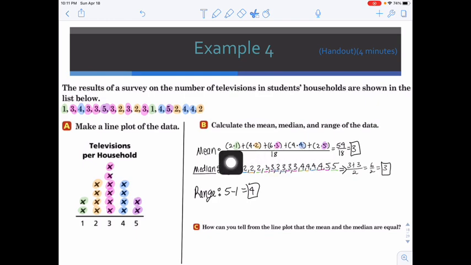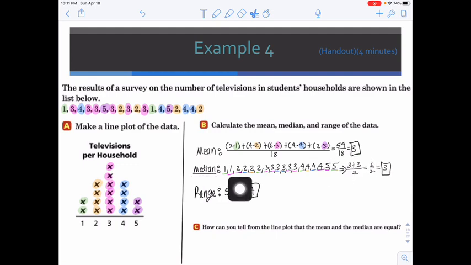We know that there are 2 1's, 4 2's, 6 3's, 4 4's, and 2 5's. So instead of writing out the 2 1's, the 4 2's, and so on, we can just multiply the value of 1 by 2, the value of 2 by 4, the value of 3 by 6, and so on, and add these totals up. If we do that, we will get 54. There were 18 values total, so we are going to divide 54 by 18 to get 3. That means the mean of the data is 3.